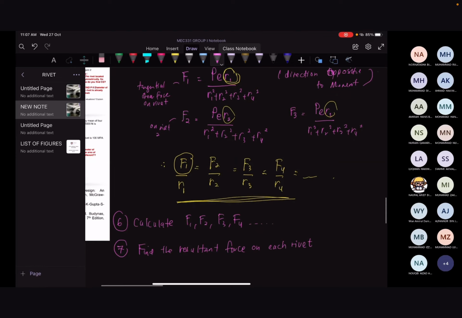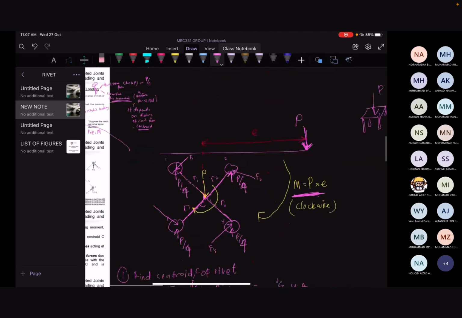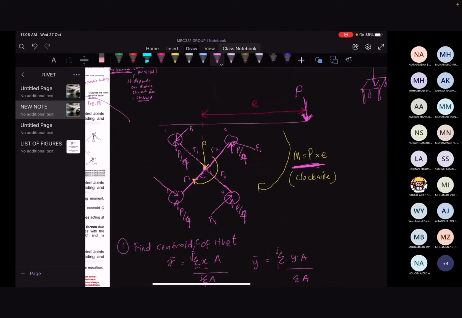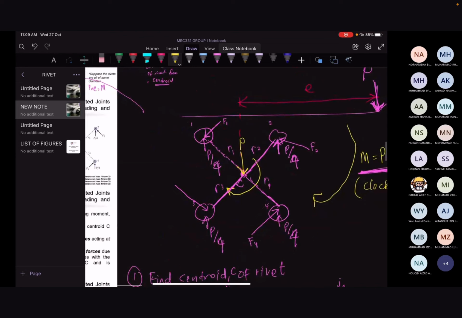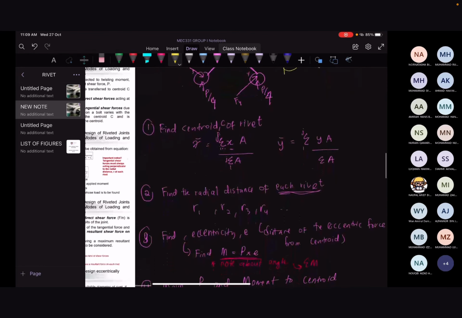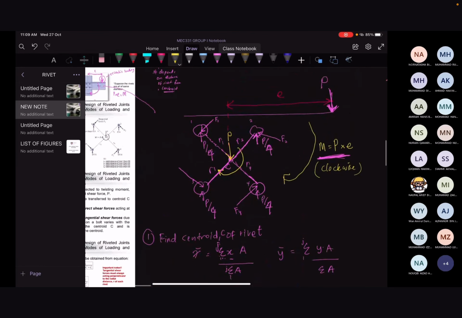On each rivet, the resultant shear force is also considered as the total force. Okay, because if we look at the picture, each of the rivets 1, 2, 3, 4 will produce a different total magnitude of force. Because it has two forces, it will have a resultant force. So when we talk about force, it is a vector, so we have to consider its direction and also its magnitude.